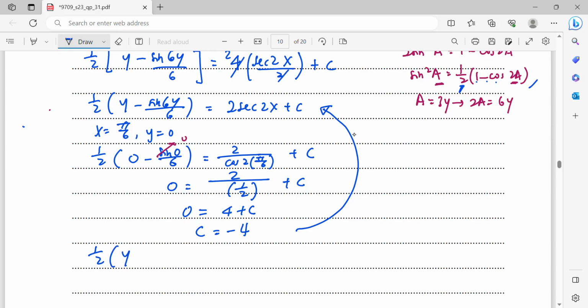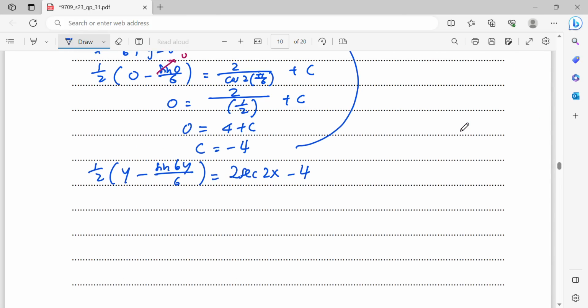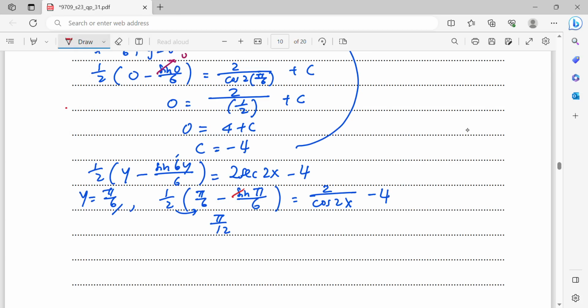So I will get half bracket y minus sine 6y over 6 equals 2 sec 2x minus 4. Okay, and now we need to get the x when y equals pi over 6. So when y equals pi over 6, half times pi over 6 minus, okay, now you see, pi over 6 times 6 will be pi, so I will just write sine pi over 6 equals, now we need to get x. So instead of writing sec 2x, I will change to 2 over cos 2x, then minus 4. This will be better. So now this half times pi over 6 is going to be pi over 12. For your information, sine pi is 0.